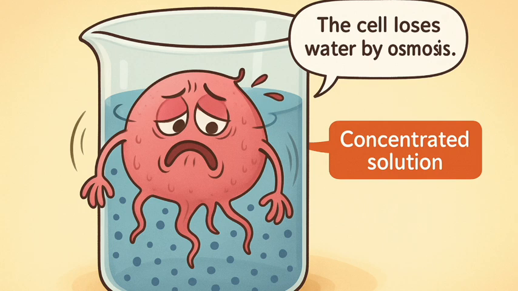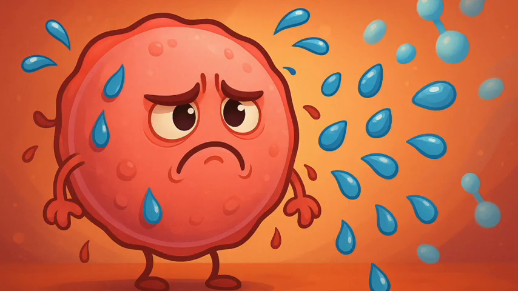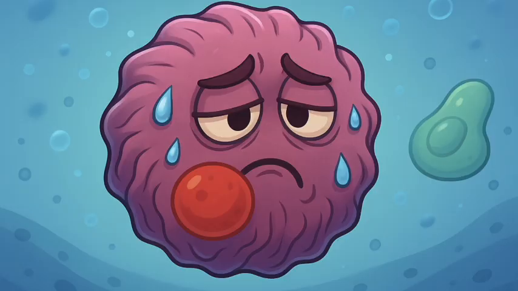If the medium has a lower concentration of water than the cell, meaning that it is a very concentrated solution, the cell will lose water by osmosis. Such a solution is known as a hypertonic solution. Again, water crosses the cell membrane in both directions, but this time more water leaves the cell than enters it. Therefore, the cell will shrink.